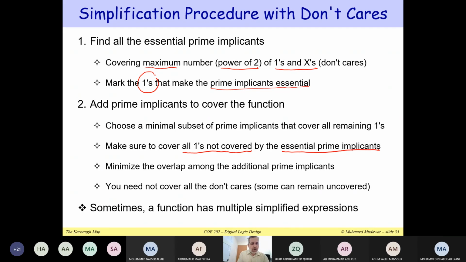Now, you do not need to cover all the don't cares. This is very important. You don't really have to cover don't cares. If you have a block of don't cares, you don't really need it. Why do you need it? So you can actually keep them uncovered, and these don't cares will be zeros. Now, sometimes a function can also have multiple simplified expressions like we have done before. So this is my simplification procedure with don't cares.